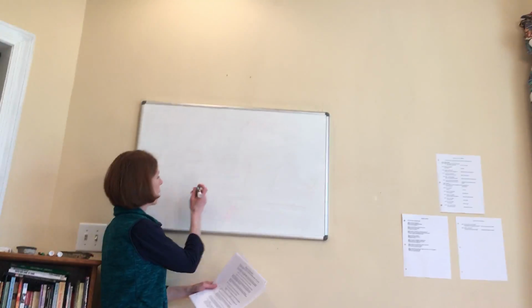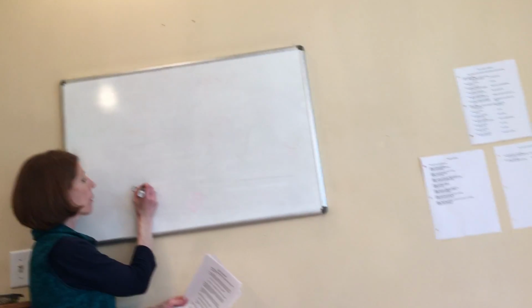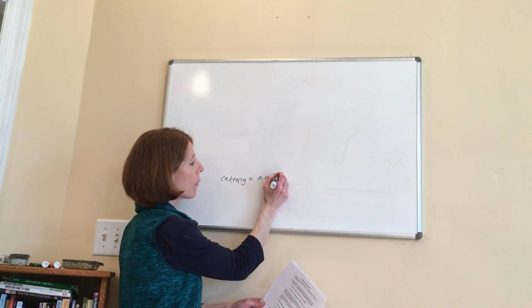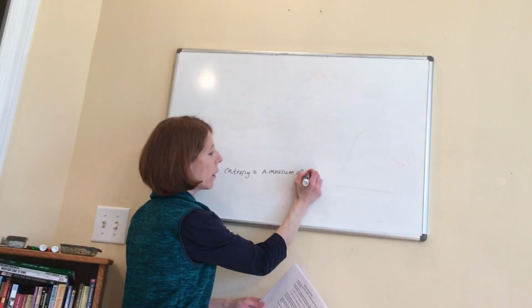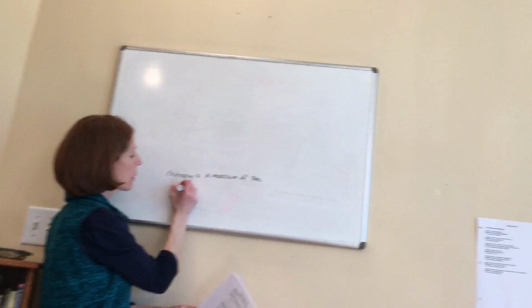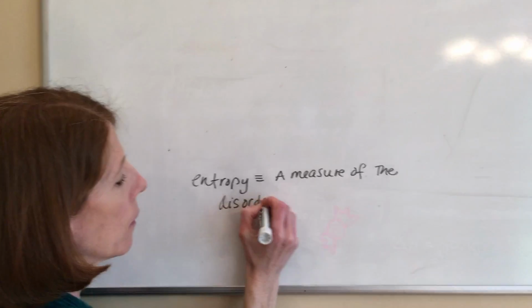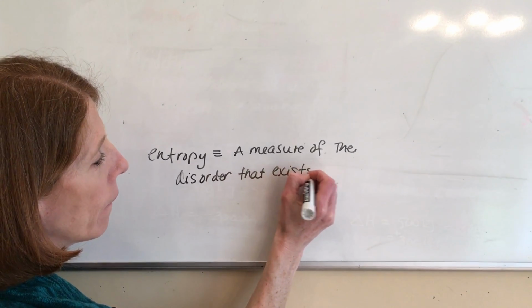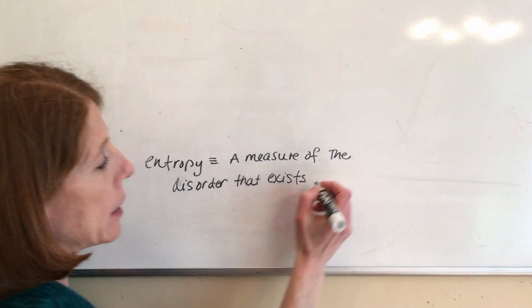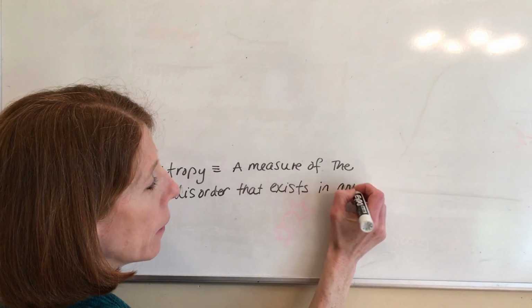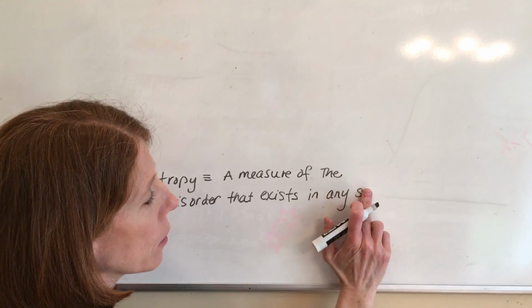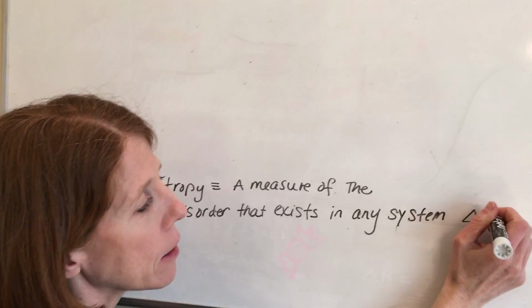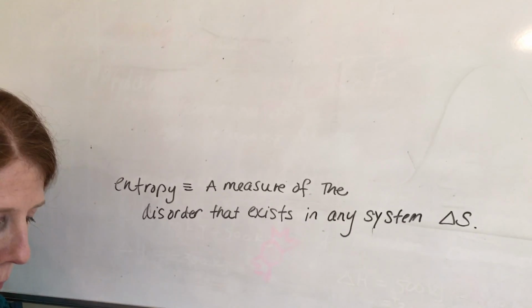I'm going to write it up here. So entropy is defined as a measure of the disorder that exists in any system. Okay, and we call that delta S.